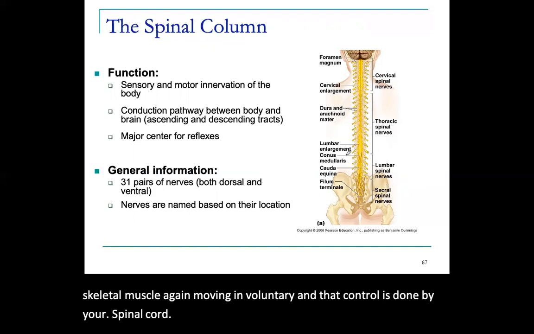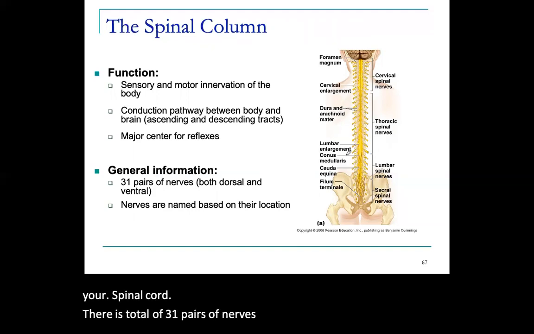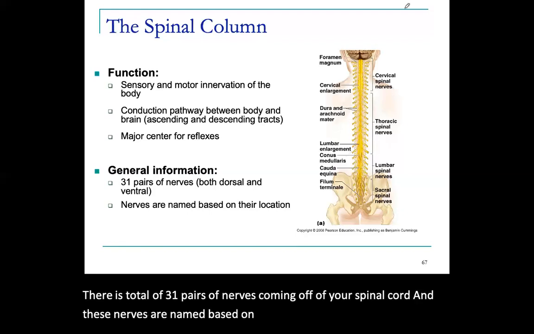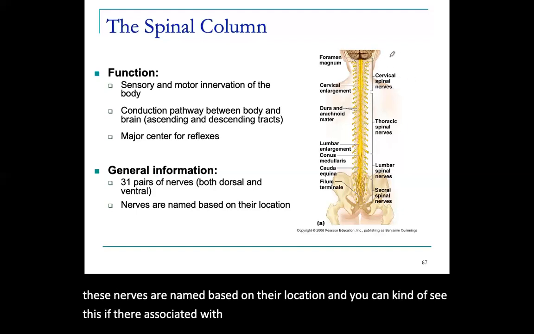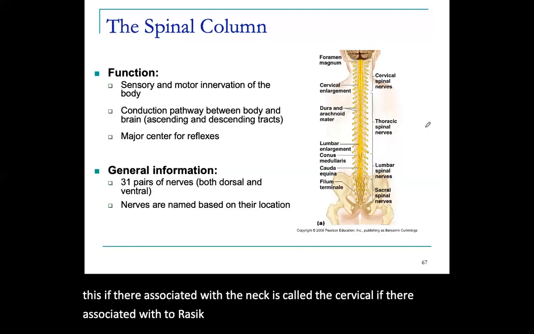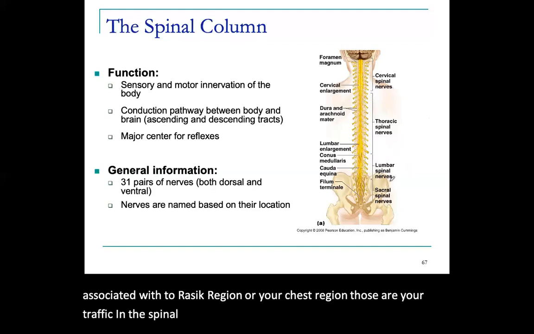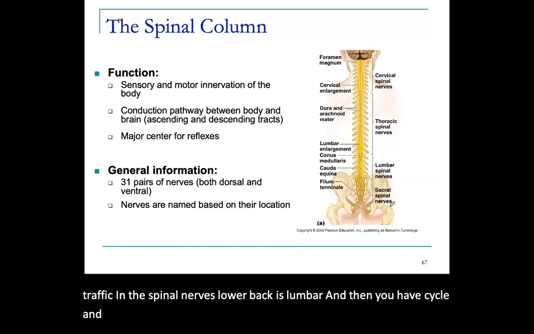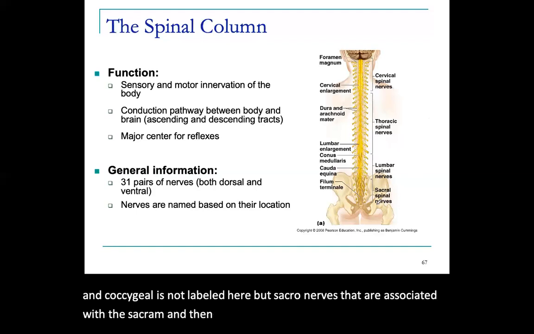There is a total of 31 pairs of nerves coming off of your spinal cord, and these nerves are named based on their location. And you can kind of see this. If they're associated with the neck, they're called cervical. If they're associated with your thoracic region or your chest region, those are your thoracic spinal nerves. Lower back is lumbar, and then you have sacral and coccygeal. Coccygeal is not labeled here, but sacral nerves are associated with the sacrum, and then the coccyx, the coccygeal nerve.